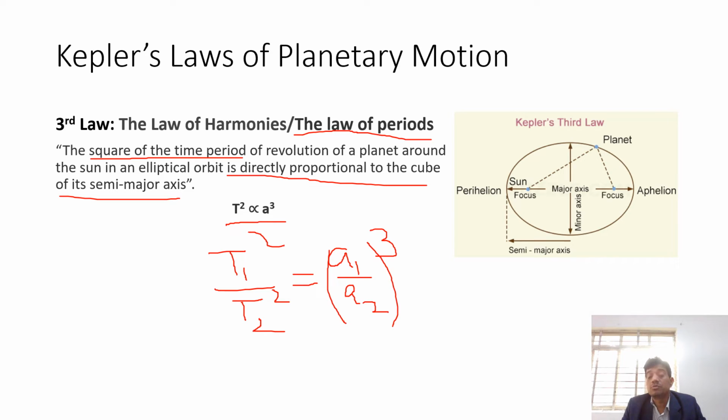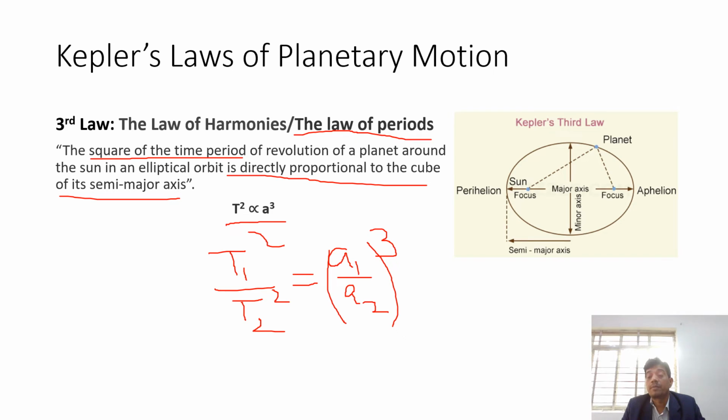So three laws you should remember, very interesting. First law, that is the law of orbit, right? The planets revolve around the sun in elliptical orbits and the sun is situated at one of its foci. Second law, that is the law of area, or you can say areal velocity. When the planet revolves around the sun, its radius vector sweeps out equal area in equal intervals of time. Or you can say during planetary motion, the areal velocity remains constant, right?